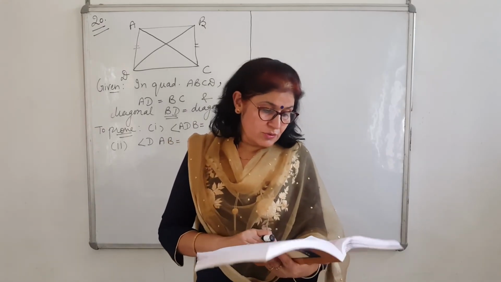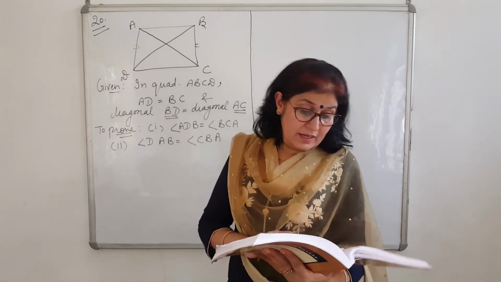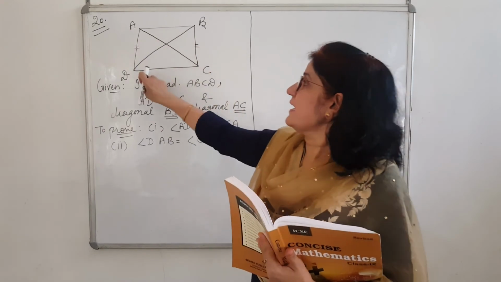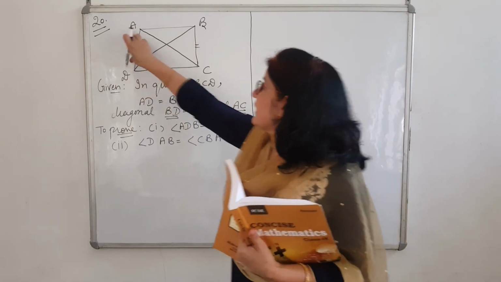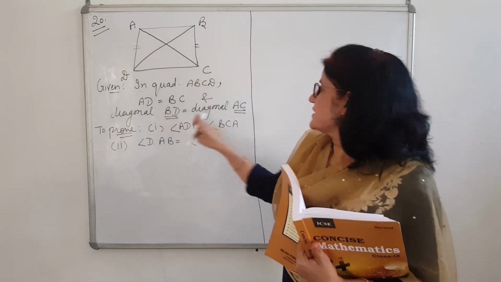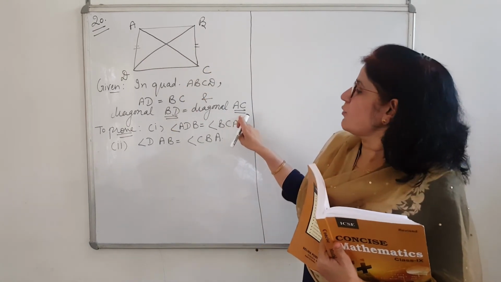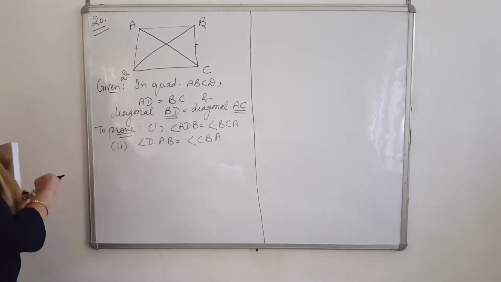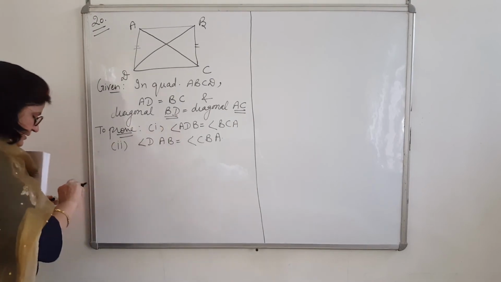Now, next question, question number 20. In this question, one quadrilateral is given, named ABCD. In this quadrilateral, AD is equal to BC and diagonal BD is equal to AC. This is given in the question. You have to prove these angles are equal. So to prove them equal, we take triangles including these angles.